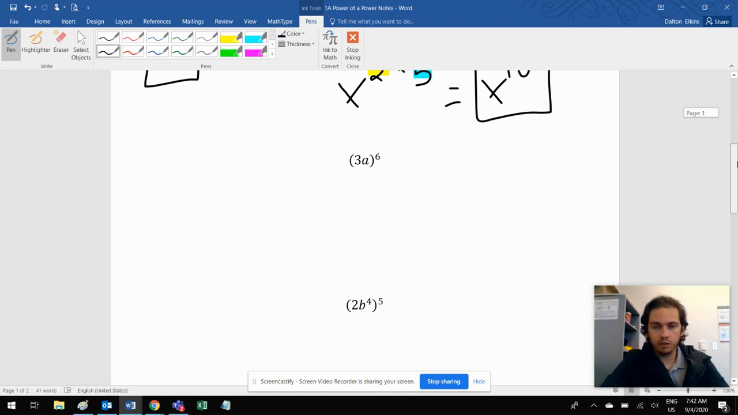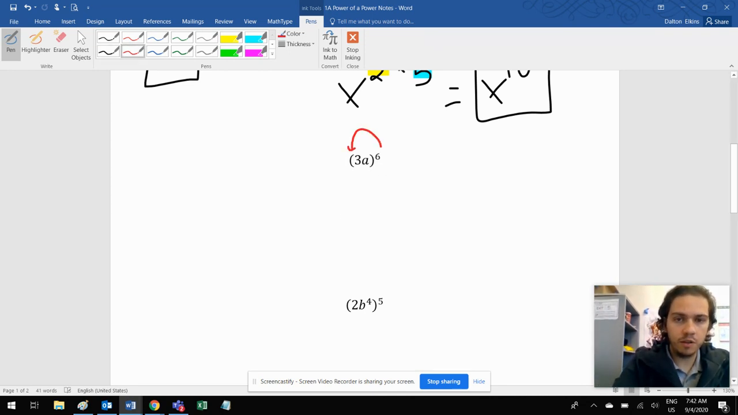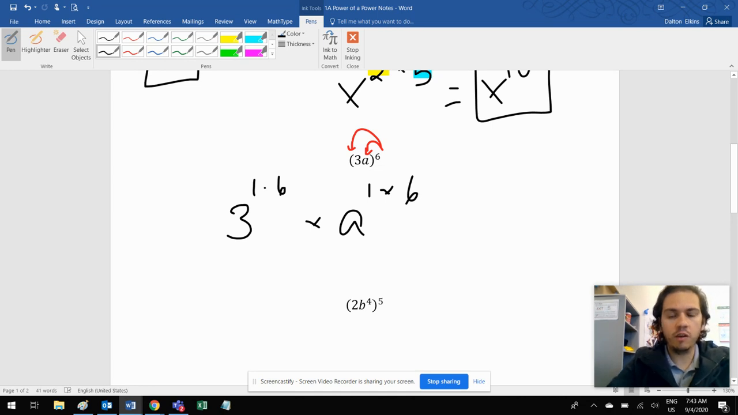So let's look at some more interesting examples. What if I have more than just a base in the exponent here in the parentheses? Here I have 3a to the power 6. Well, this 6 actually goes to both the 3 and the a. Now remember, if there's no exponent written, they have a secret exponent of 1. So this is 3 to the power 1 times 6 times a to the power 1 times 6. So again, you see that the 6 goes to both pieces here, right? So we have 3 to the power 6 times a to the power 6.